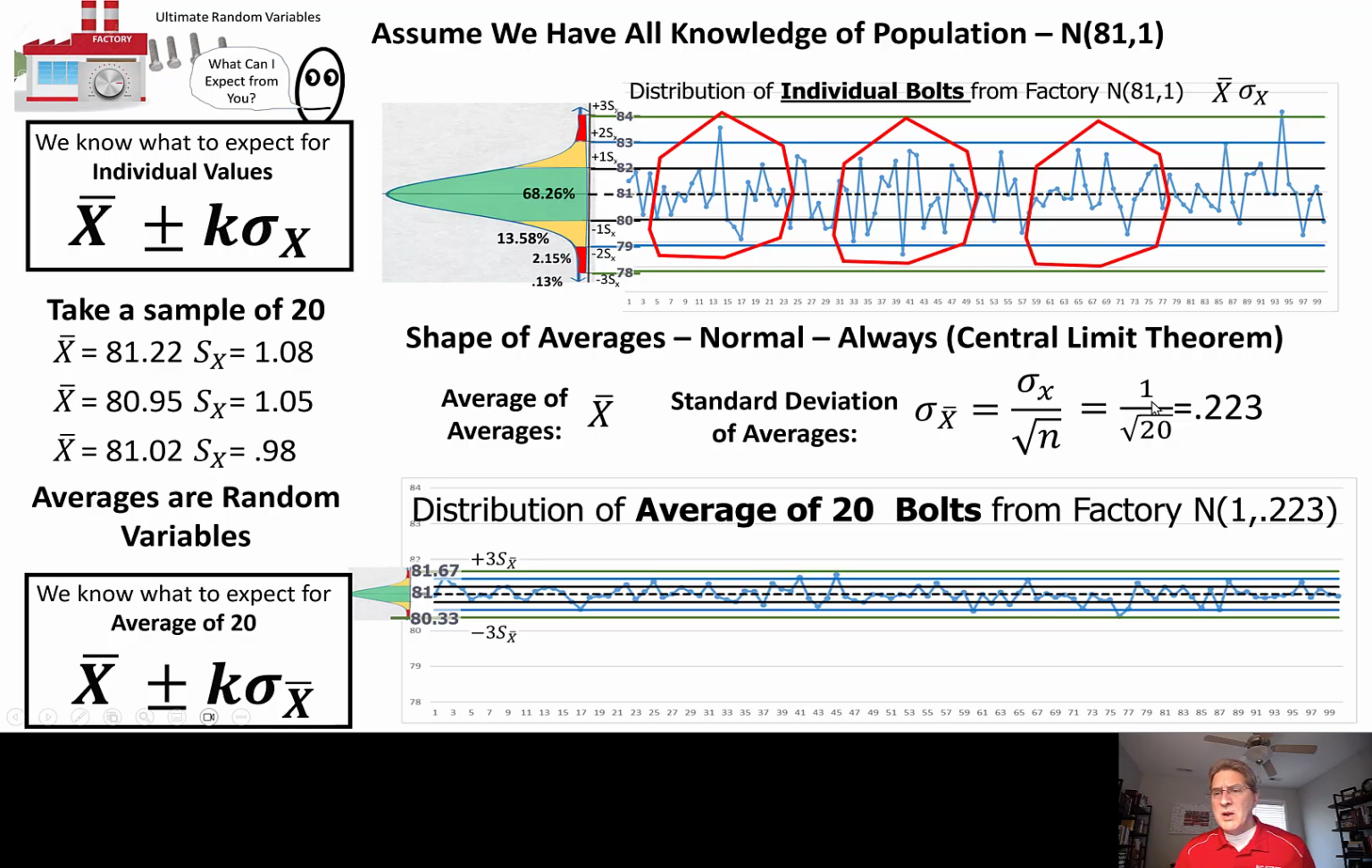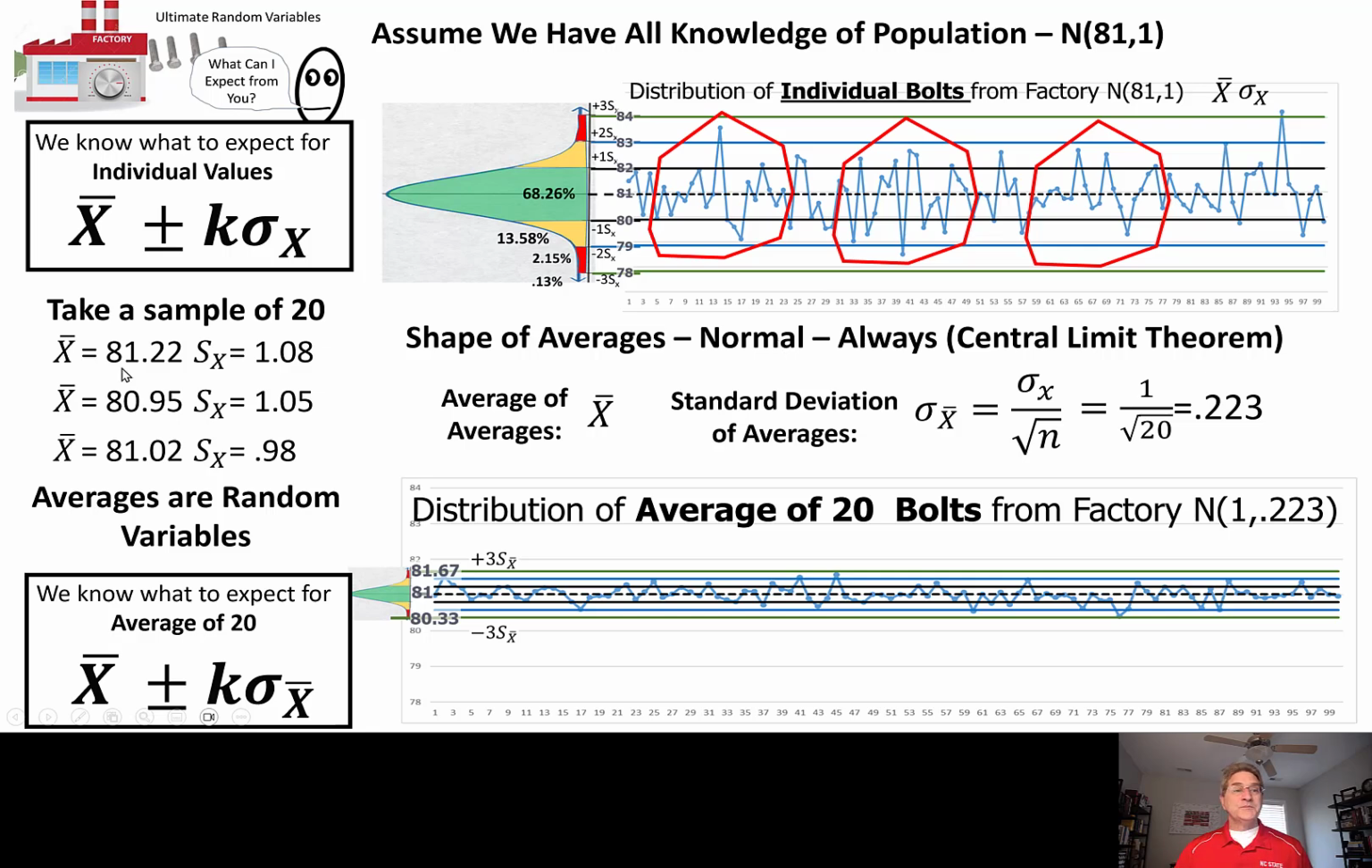Well, why a narrow band? Well, because the standard deviation is the population's divided by the square root of how many samples we have. There's going to be a lot less variation in the average, okay? So just let that sink in for a second. The averages that we're taking are random variables, and we know what to expect out of them because their shape is always going to be normal.